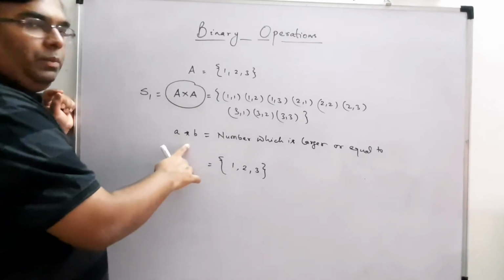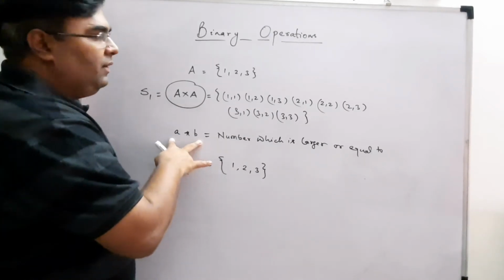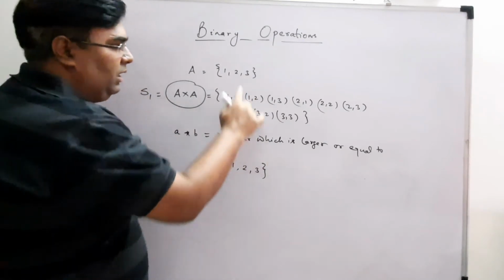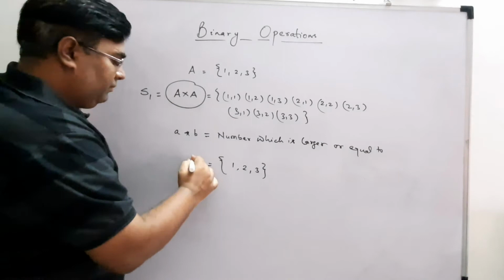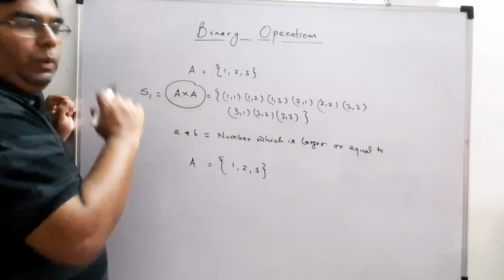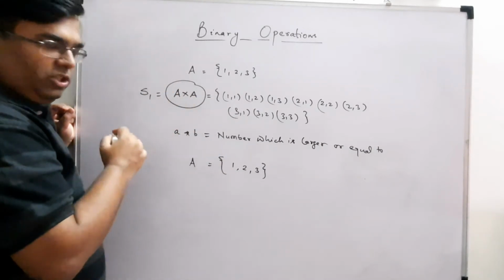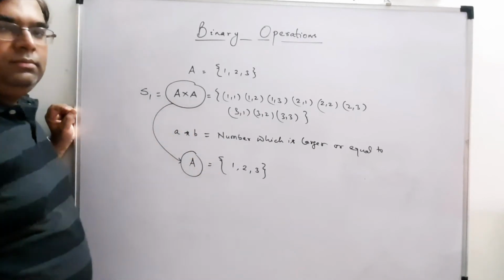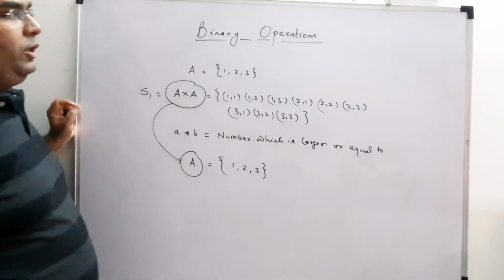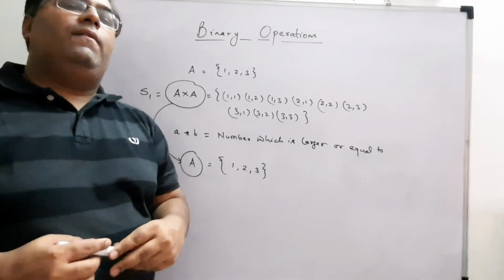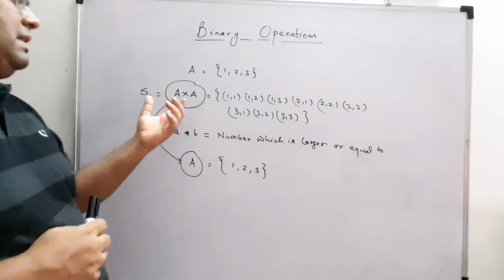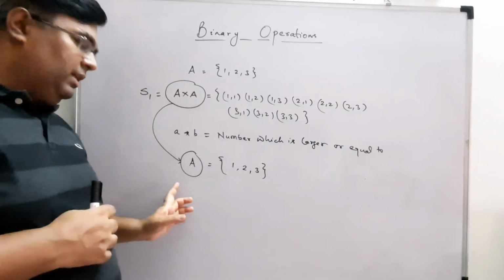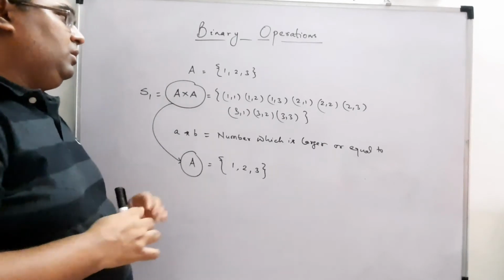So this is my binary operation. How? Because A and B I am taking from A, and whatever the result is, it's also from A only. So basically a binary operation can be treated like a function from a set, the Cartesian product of A and A, to another set A. So this is a function.